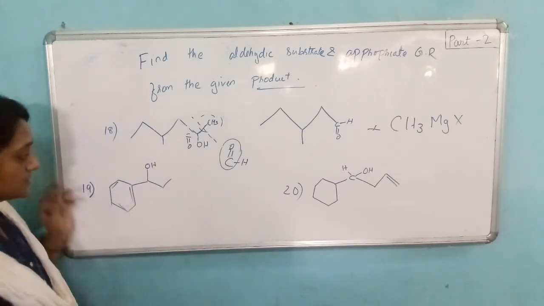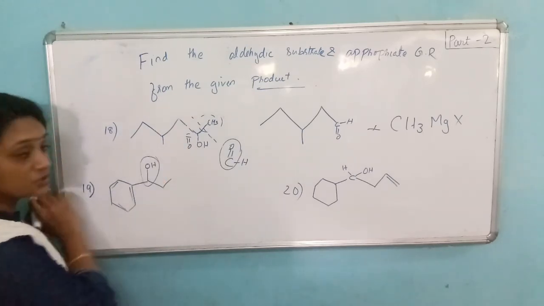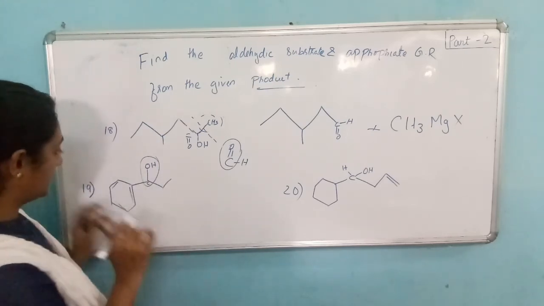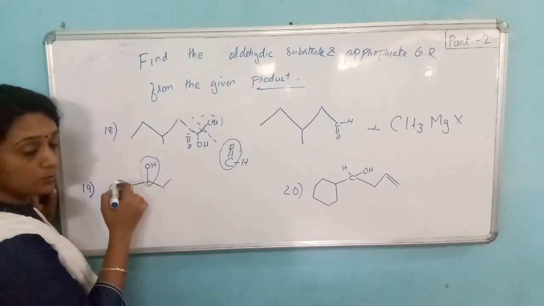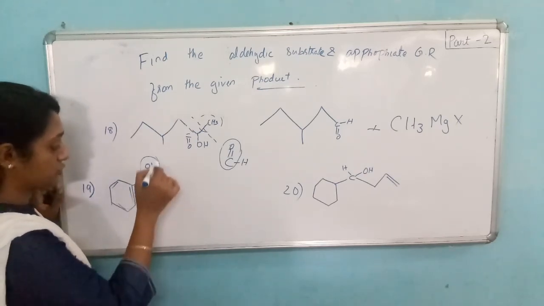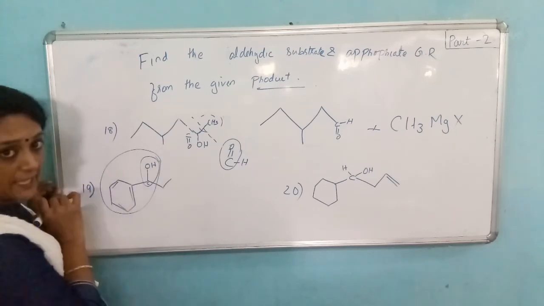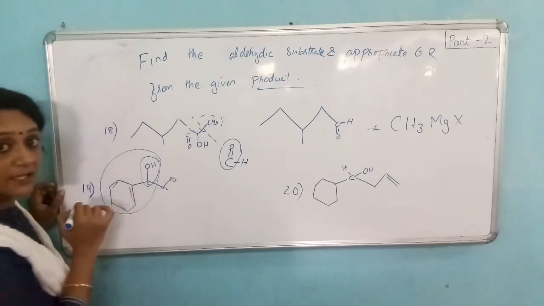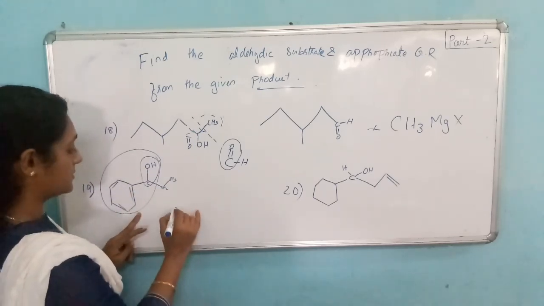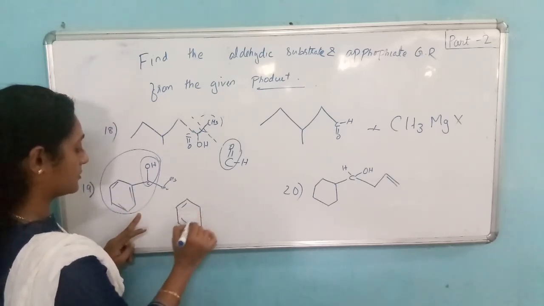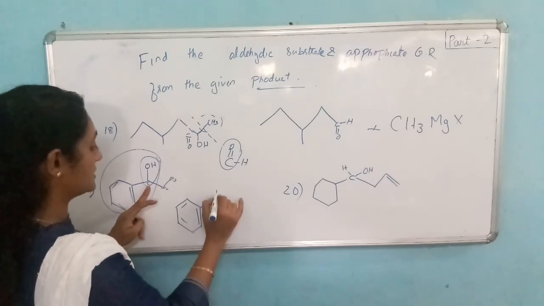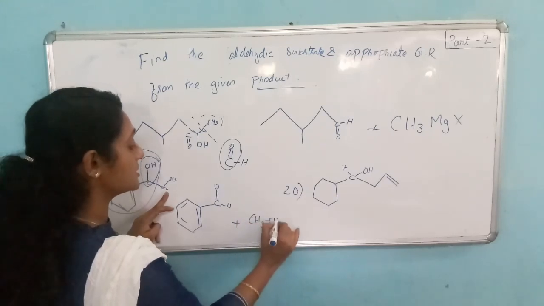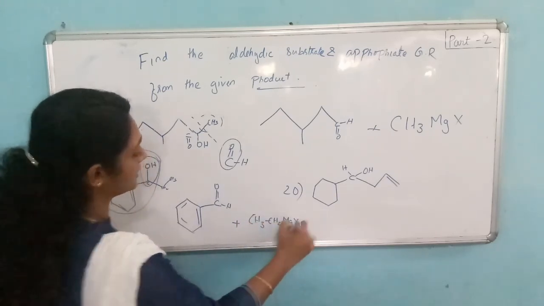Okay, next compound is this. This is the position of CO, C double bond O. Okay, and let me divide the compound into aldehydic portion and Grignard portion. This is the aldehydic portion and this CH2CH3 is coming from the Grignard. Okay, and the substrate will be benzene C double bond O H plus CH3CH2MgX.